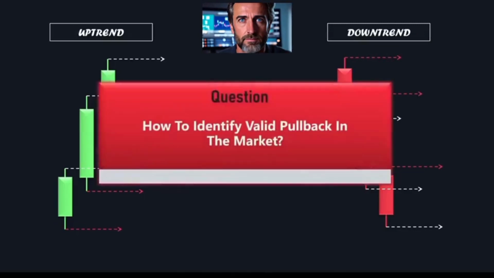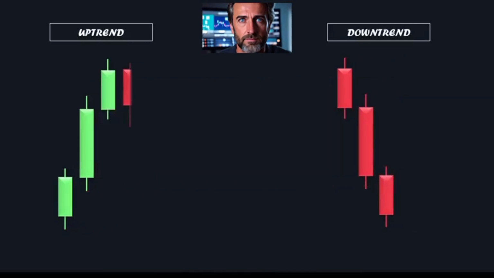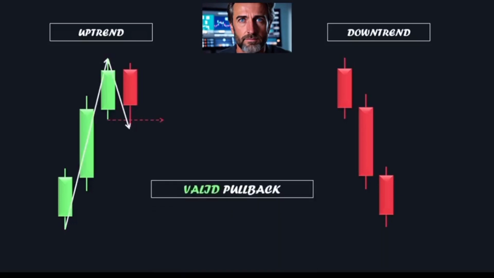Now let's see how we can identify valid pullback in the market. In the bullish scenario, a valid pullback occurs when a candle breaks below the lowest point of the previous candle or effectively sweeps its liquidity. For example, in the given illustration, the last red candle has broken below the lowest point of the third green candle, indicating a valid pullback.